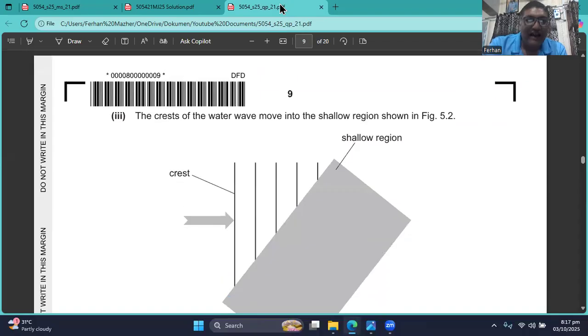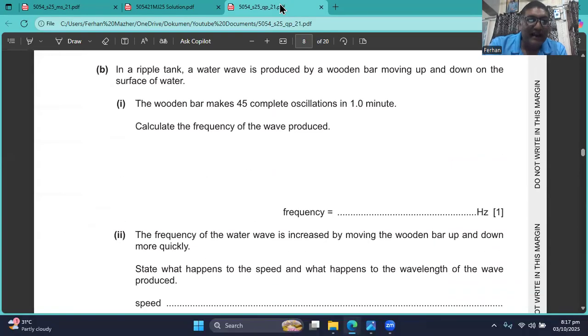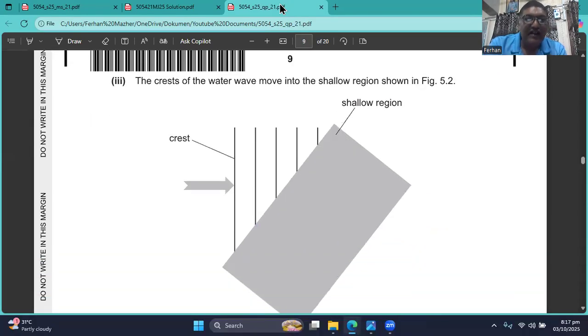Okay, question number 5, and it's B part, and it's the third portion. Here we have the crest of the water waves moving into the shallow region shown in figure 5.2.